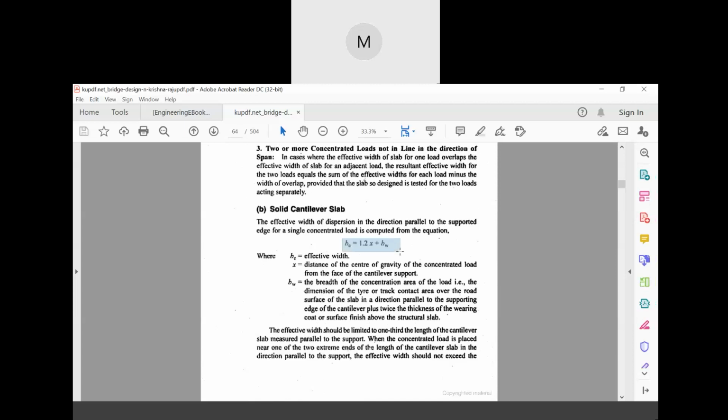BE equal to 1.2x plus BW. This is the formula that you have to remember. Okay, so now these are what it denotes actually for solid cantilever slab.